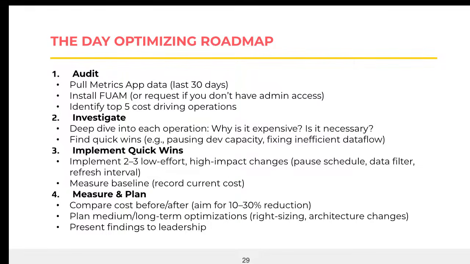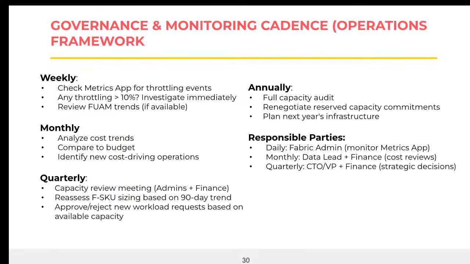Then, once you identify the quick wins, implement them. Don't implement all of them at once, but implement one or two and check, measure the result. And after that, you continue. So when you optimize the capacity, you will analyze what is now the top five cost-driving operations, and you continue to optimize like that. With this kind of measure, you will work in a more iterative way, and you will see the result pretty fast.